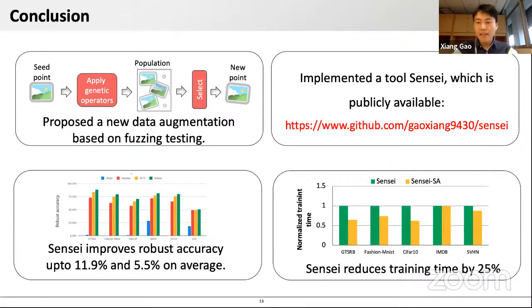Compared with the state-of-the-art approach, we show that Sensei improves robust accuracy by up to 12% and 5.5% on average, and reduces the training time by 25%. This also brings me to the end of my presentation. I'm glad to take any questions you have.